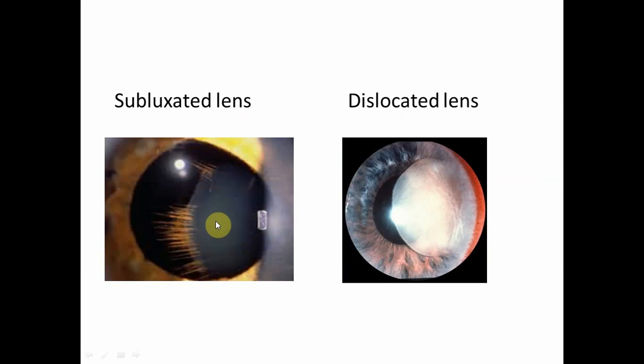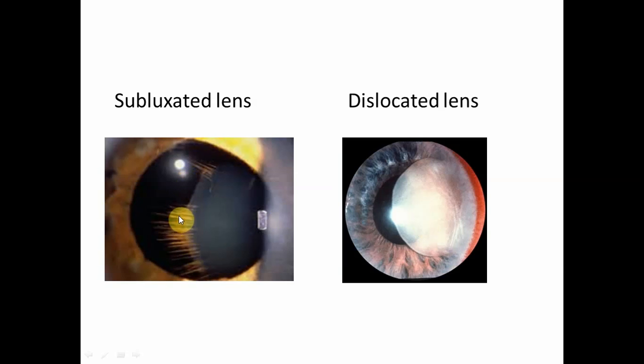The other manifestations on the lens that we can see are subluxation or a dislocation. So what do we mean by subluxation of lens? Subluxation is where the lens has moved from the pupillary area, but some amount of zonules are still intact. Now we know that the lens is kept in position by the zonular fibers which connect the equator of the lens to the ciliary body.